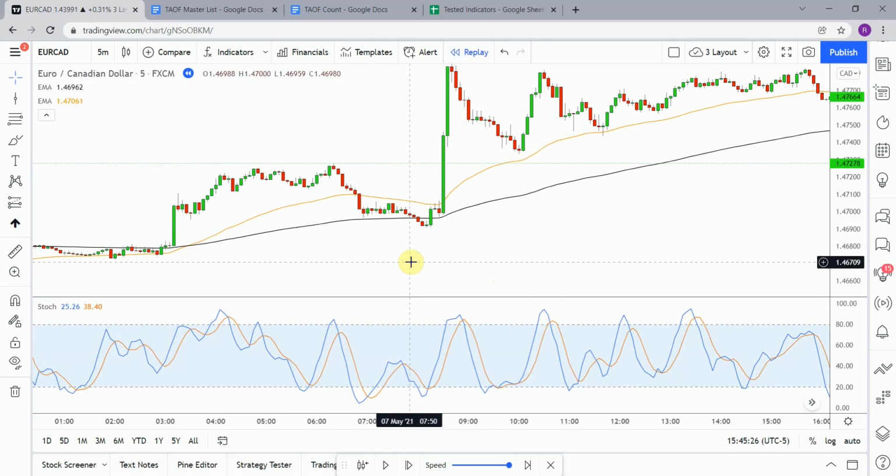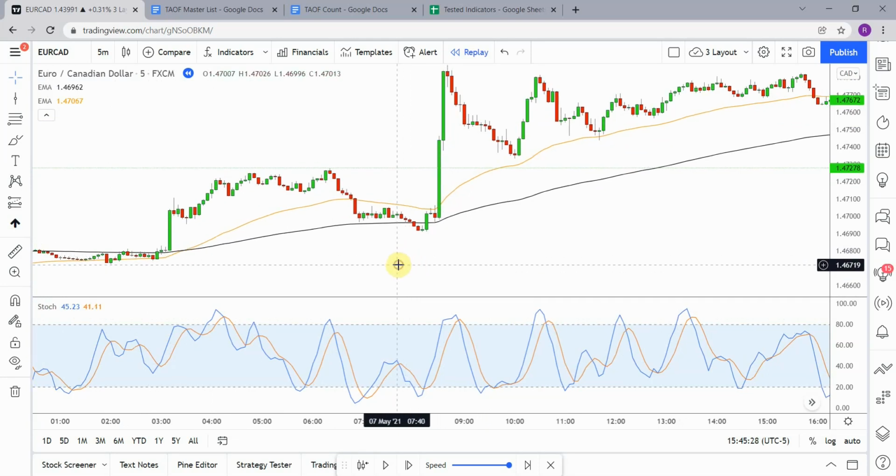The setup on this is we are using the 2 moving averages to kind of determine a trend direction. So when the orange, the 50 moving average, is above the black moving average, then we are looking for only long trades. When it's below, then we're only looking for short trades.